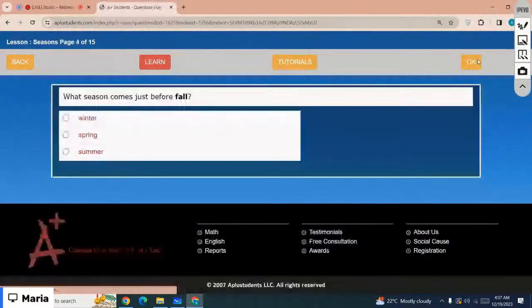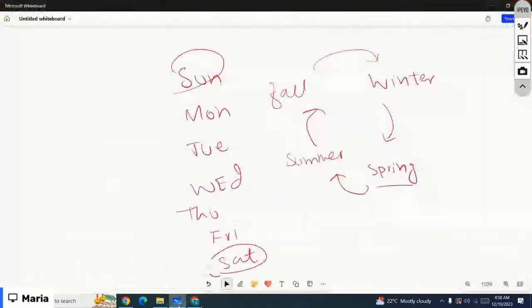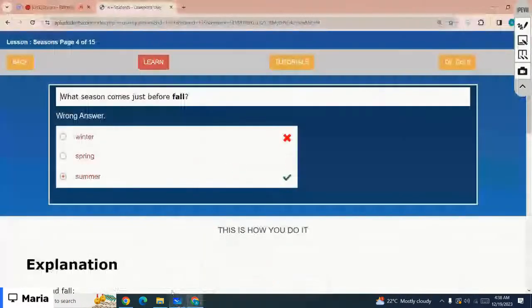What season comes just before fall? Which is the correct option? That is winter before fall. The correct option is winter before fall. It is before, okay, summer it is, right? Before fall it is summer. After fall it is winter, right?